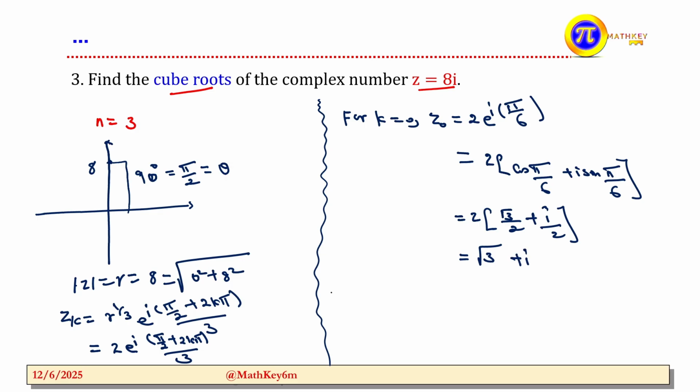The other one, for k equal to 1. This means z1 is equal to 2 times e to the power of i times, taking k as 1, 2 pi plus pi over 2, over 3, which is equal to 2 times e to the power of i times 5 pi over 6. Here we have it. Let's come to the next, solve this one.